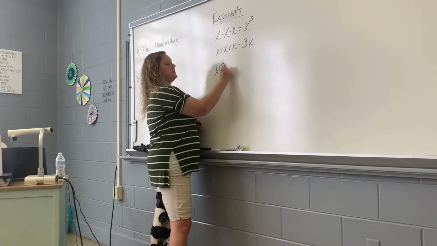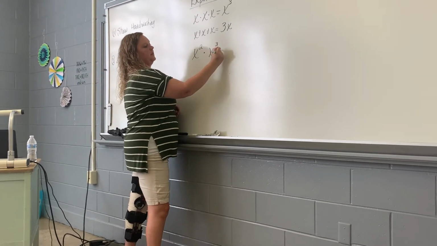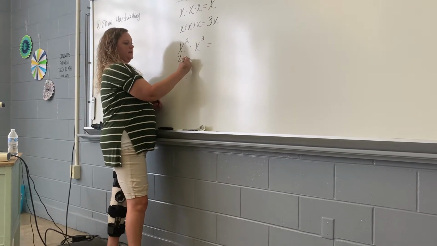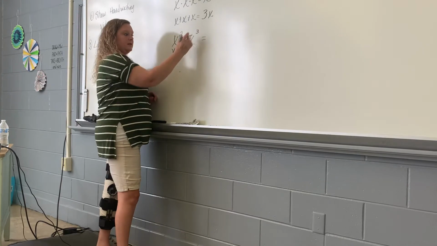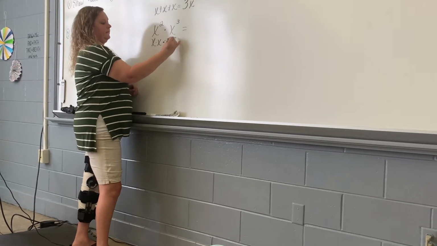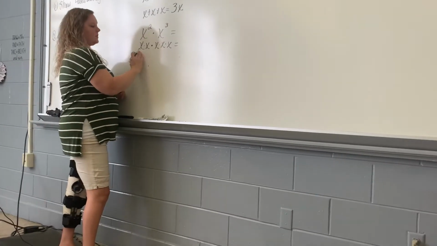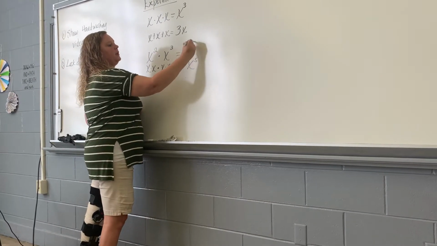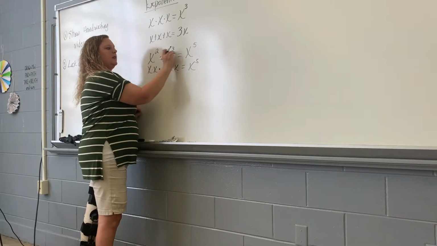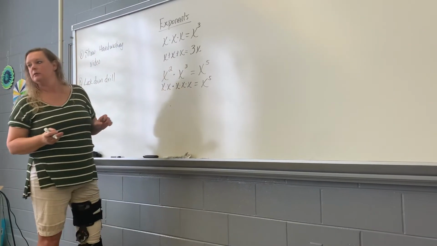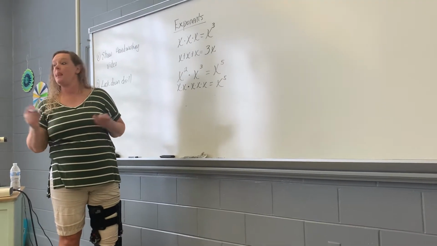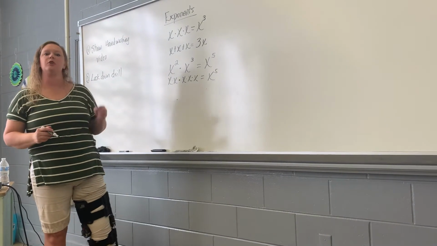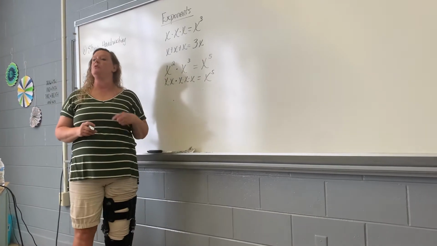What is x to the second times x to the third? Well, x to the second means x times x times, what does x to the third mean? 3. That's right. So how many x's are actually being multiplied? 5. 5 of them. So what did I do? What can I do to 2 and 3 to get an answer of 5? Add. That's exactly right. You add. So the rule is that when you're multiplying with exponents, you add the exponents.